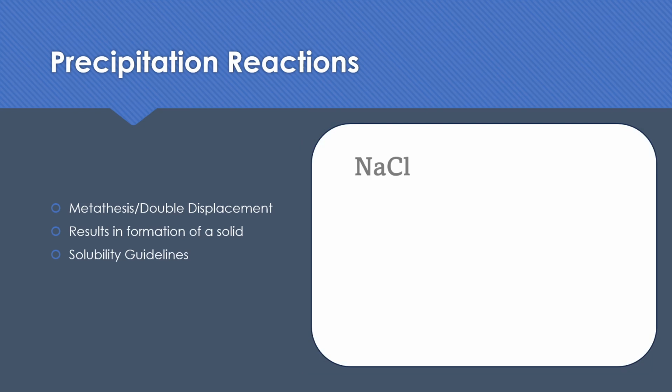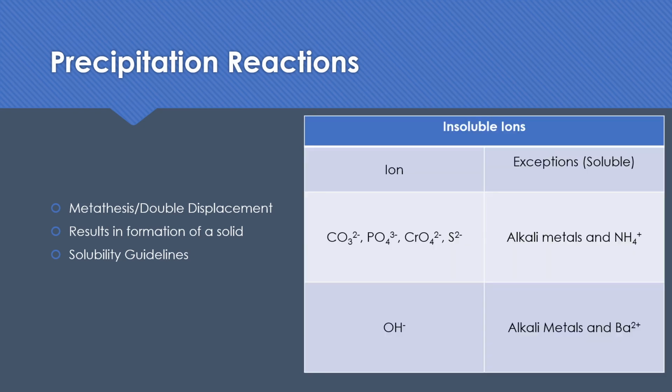Okay. Next, I skipped it. There we go. So insoluble ions, these ones are usually insoluble, and the exceptions are soluble. So carbonate, phosphate, chromate, and sulfide are usually insoluble. So if you had, I'm using magnesium just as a baseline, right? Magnesium carbonate, that would be solid.